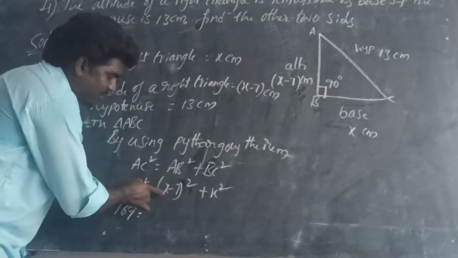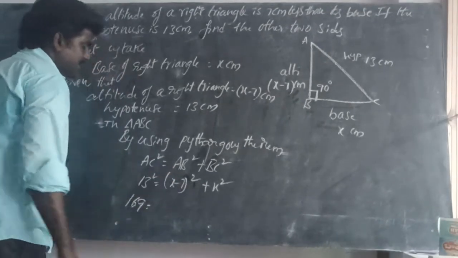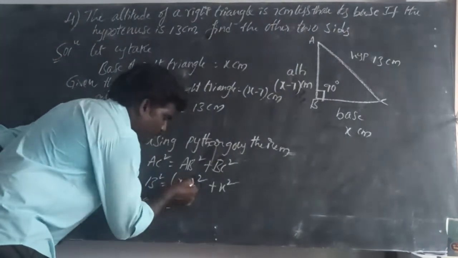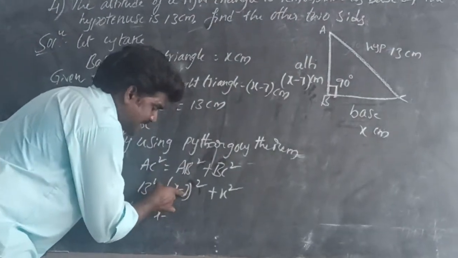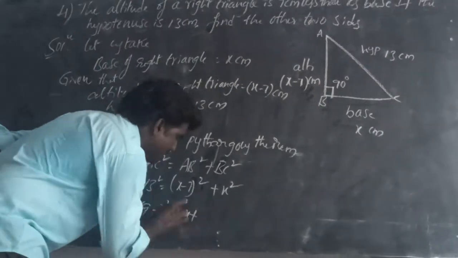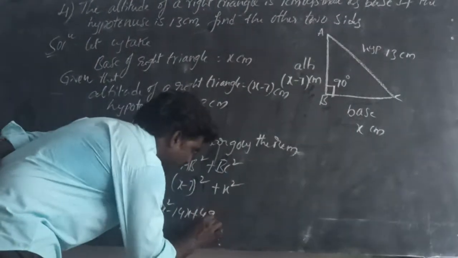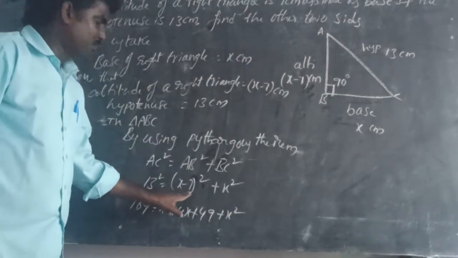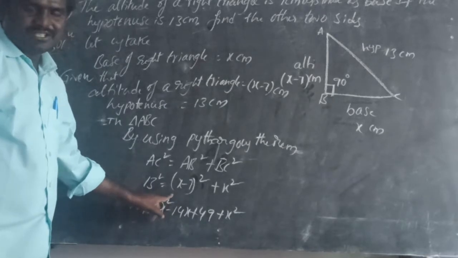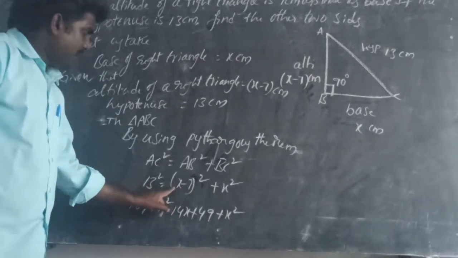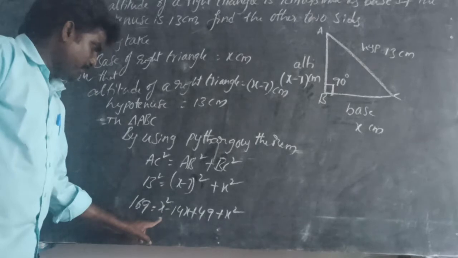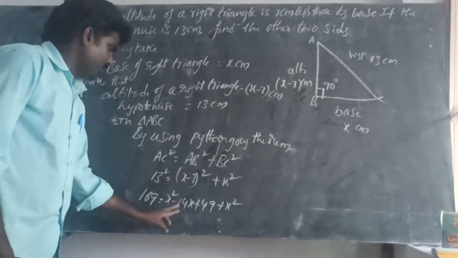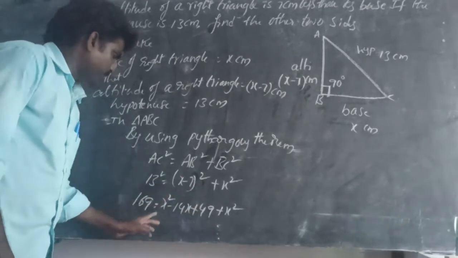So it is in the form of a minus b whole square. That is a square minus 2ab plus b square. That is x square minus 2ab, 2 into x into 7, that is 14x plus b square, that is 7 square, 49 plus x square. So here we can use the formula a minus b whole square. A is how much? X. B is how much? 7. So a minus b whole square, that is a square minus 2ab, ab means a into b, x into 7, plus b square, 7 square, 49.